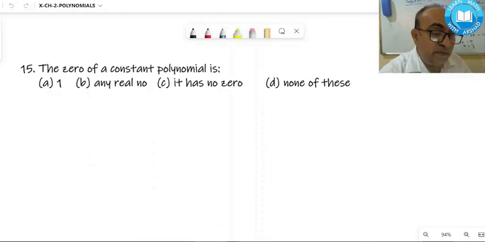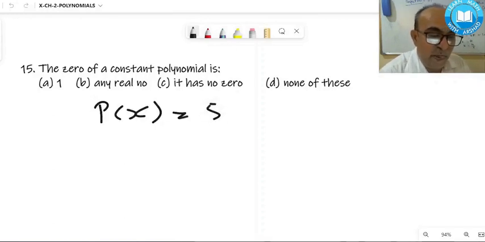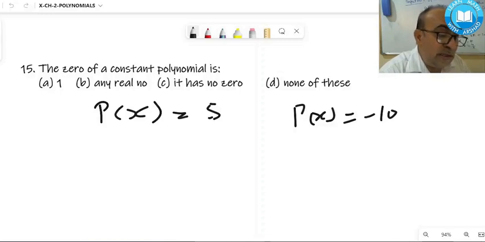Now, the next one, the zeros of a constant polynomial. Constant polynomial means any real number, suppose 5. If it is 5, you can't make it 0. It is a constant polynomial, it may be minus 10. For any value of x, it will never be equal to 0. So, the zero of a constant polynomial: any real number, no. It has no zero.